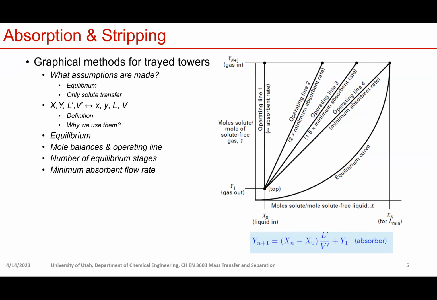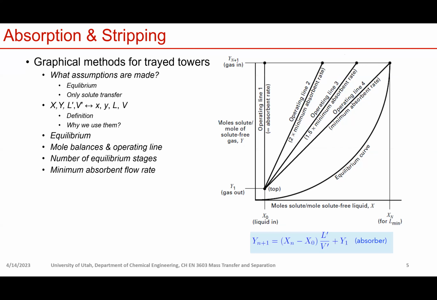So we have this vertical and horizontal line here, we have this point here. And typically the gas flow rate is given. If you pick a liquid flow rate, then you have the ratio of L prime over V prime. So you have the slope of the operating line. Then you just draw the operating line.